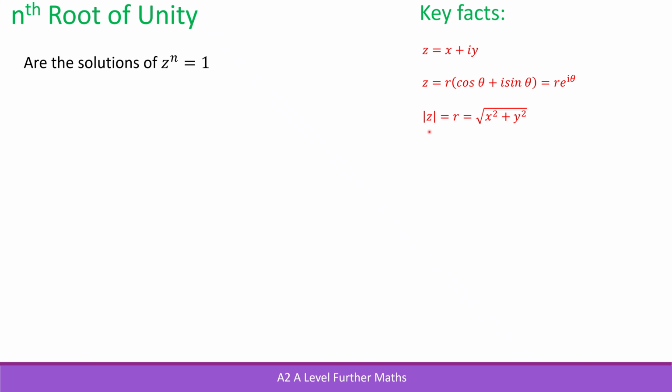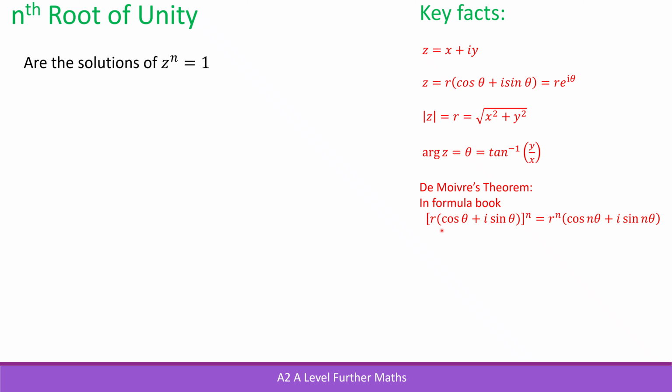The magnitude of z is the length of r, which using Pythagoras is the square root of x squared plus y squared, and the argument is tan to the minus 1 of y over x. Now, de Moivre's theorem you'll be expected to know, but it is given in the formula book on multiple different exam boards, so check your exam board so you know exactly what is given on your exam board.